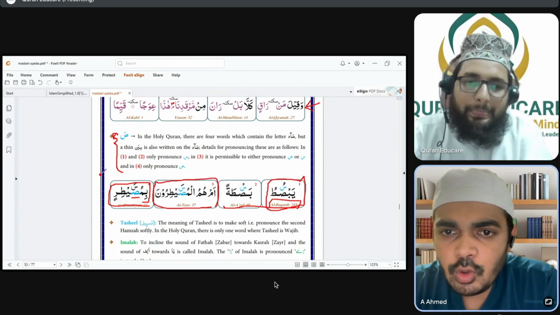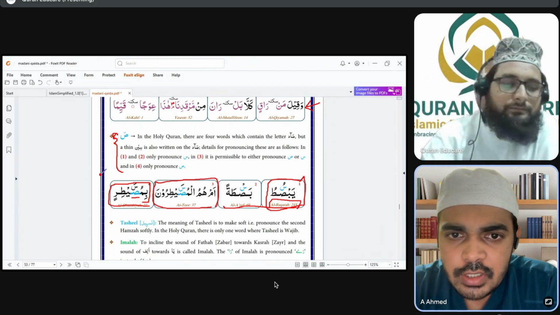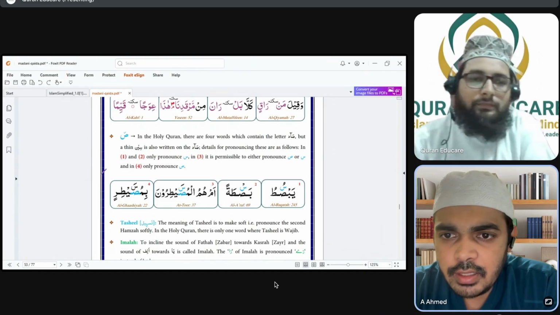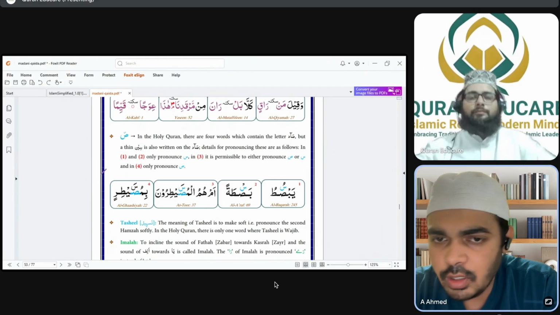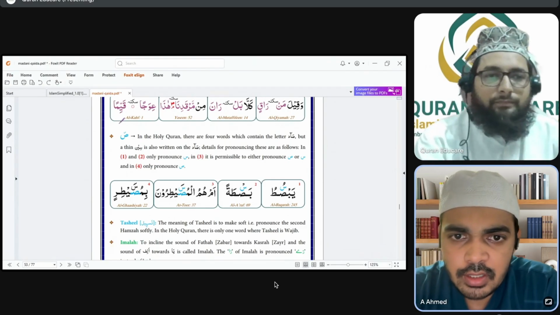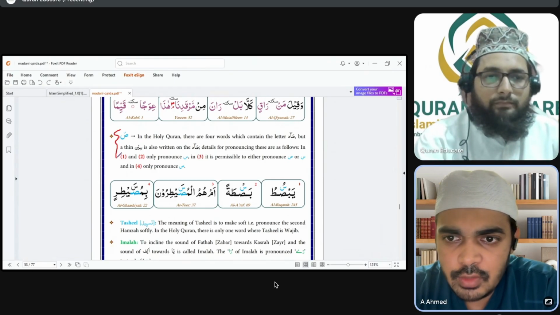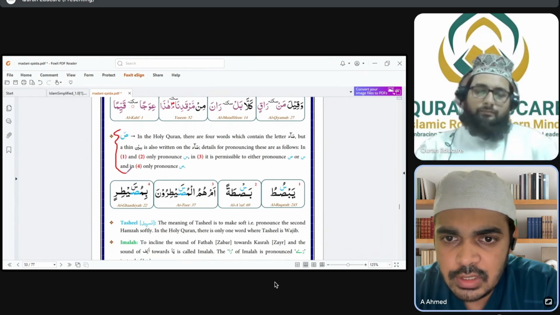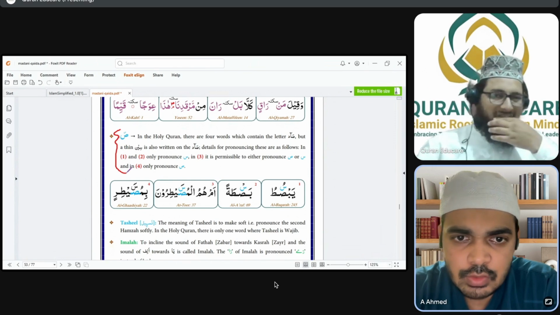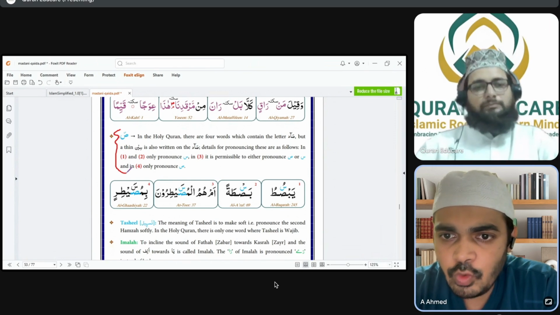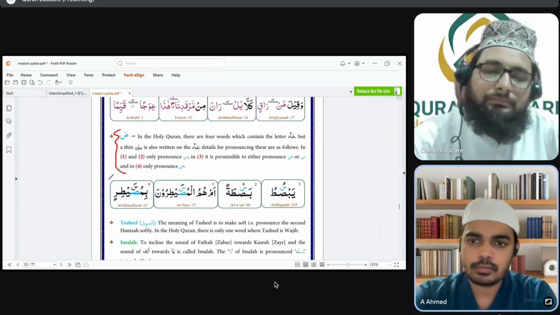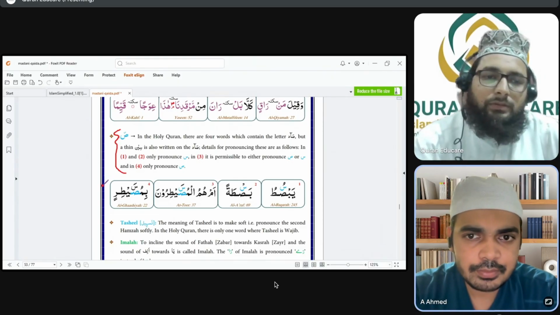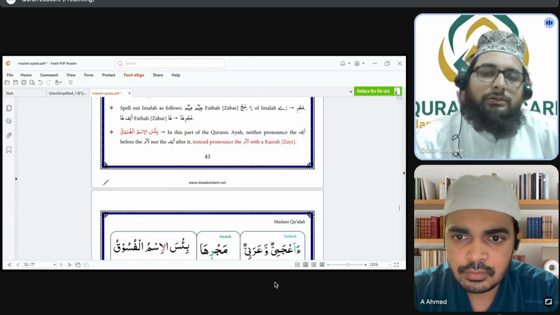In the Holy Quran, there are four words which contain the letter Sod, but a thin seen is also written on the Sod. Details for pronouncing these are as follows: in 1 and 2, only pronounce seen, and in 3, it is permissible to pronounce either Sod or seen, and in 4, only pronounce Sod. Okay, got it? Yes. Okay, next is a word.